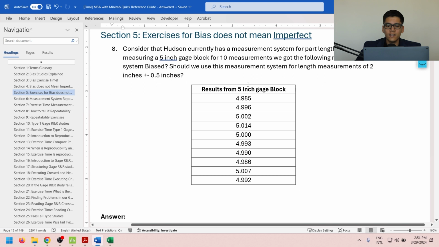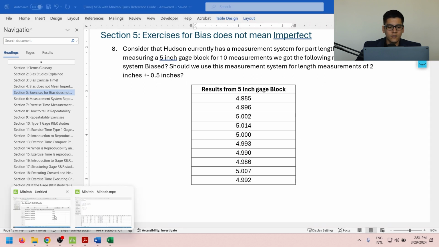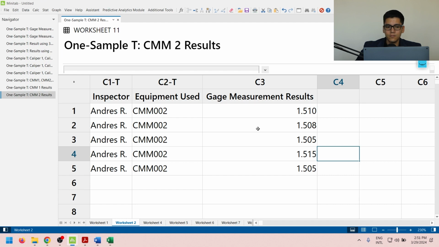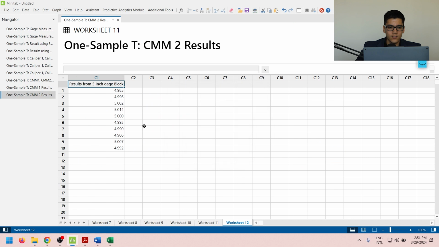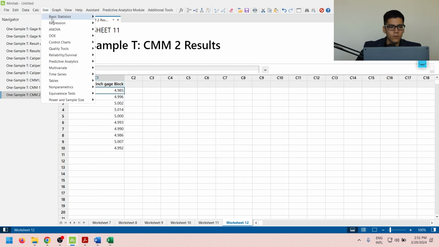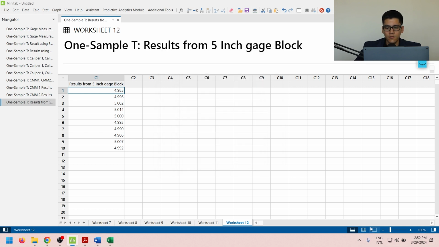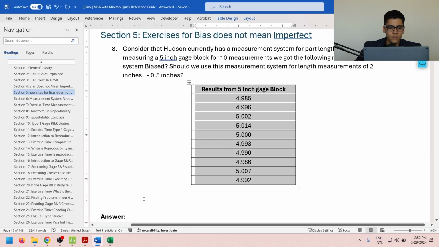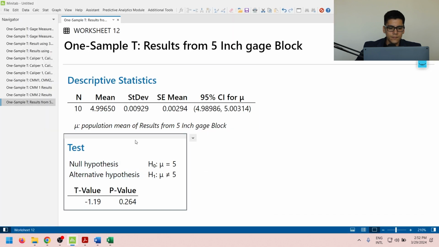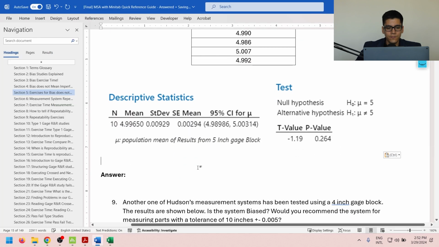So what we're going to do right now is copy our information and paste it over into Minitab. So I'm going to open up a new worksheet and I'll paste my information. There we go. We will now do Stat, Basic Statistics, one sample t-test, and we'll do a hypothesis test for 5 inches. Now from here, I can simply copy my output. So I'm going to copy as picture. And now we can review.